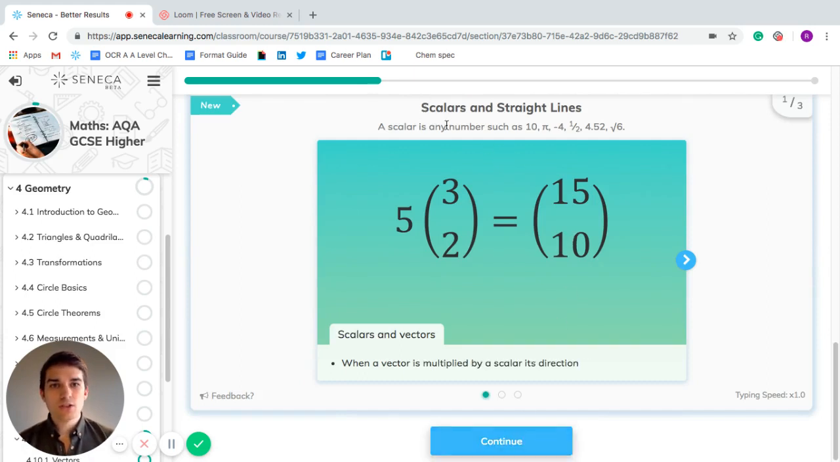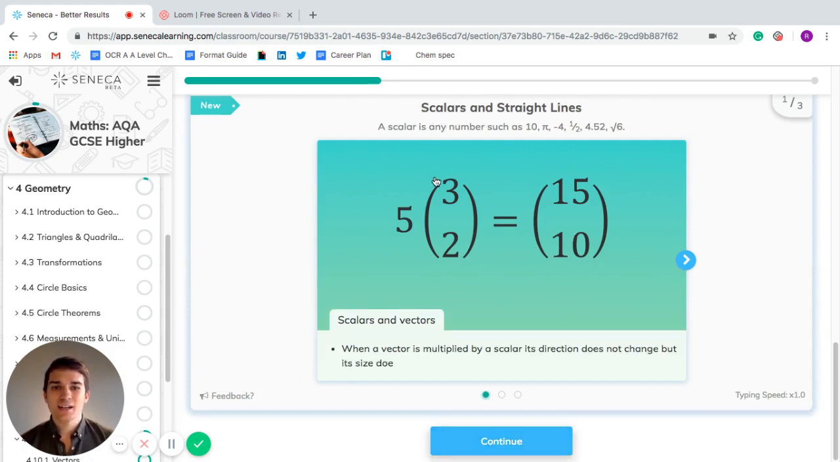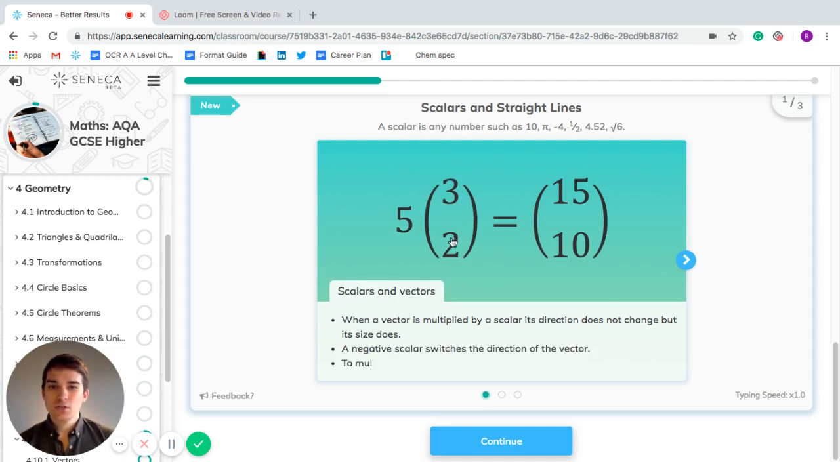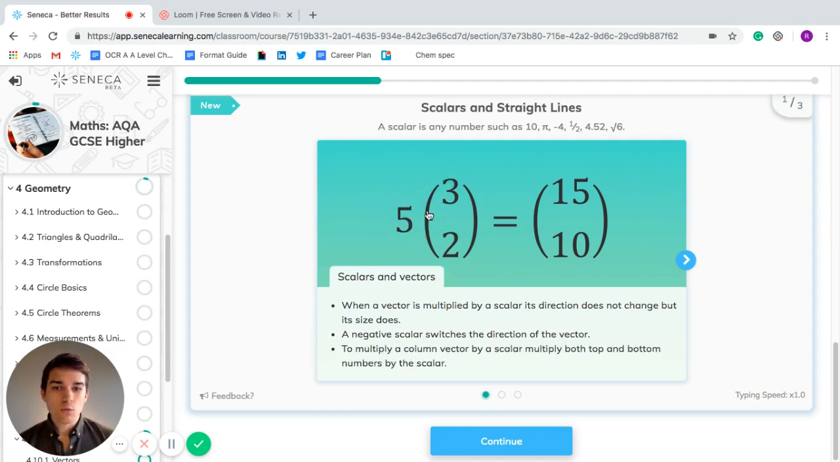So you can also look at what you call scaling vectors. So here you've got a vector 3, 2, and this 5 in it basically means I want 5 of these. It's almost like a multiplication. So what you can do to work out what the total value of 5 of 3, 2 is simply times the numbers within the vector.